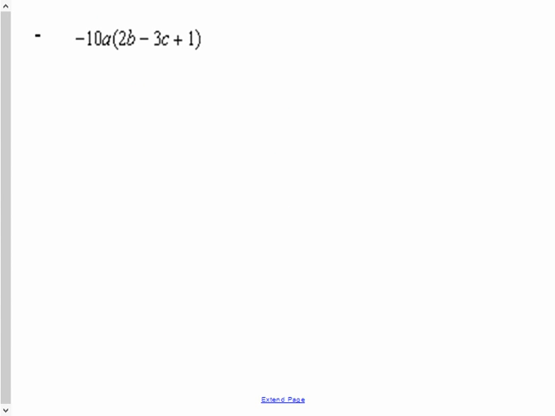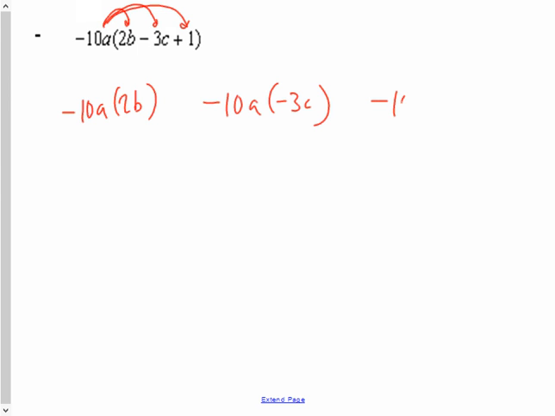The next question is a multiplication of a monomial by a trinomial. So we need to expand it using distributive property. Each term must be multiplied by negative 10a. So negative 10a multiplied by 2b, negative 10a multiplied by negative 3c, and negative 10a multiplied by 1.